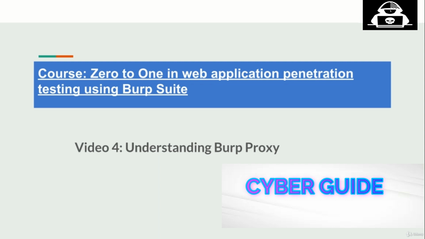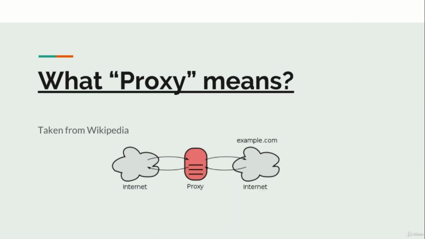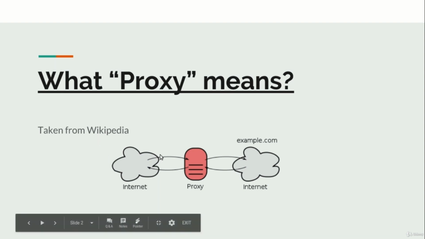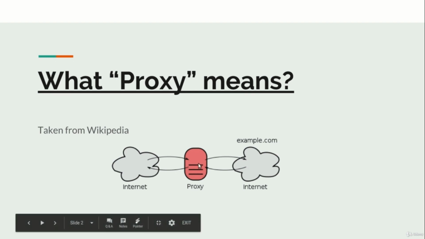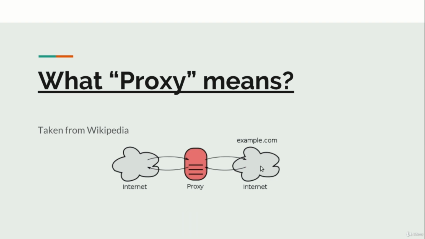Okay, so first of all, what does proxy mean? This is a picture taken from Wikipedia. Actually you can see, if this is you, or your mobile phone or your laptop, anything which has access to the internet, and this is the proxy, Burp Suite in this case, and this is the web application itself. Then you can see that when you send a request, it will first go to Burp Suite and then Burp Suite will transfer it to the web application server.